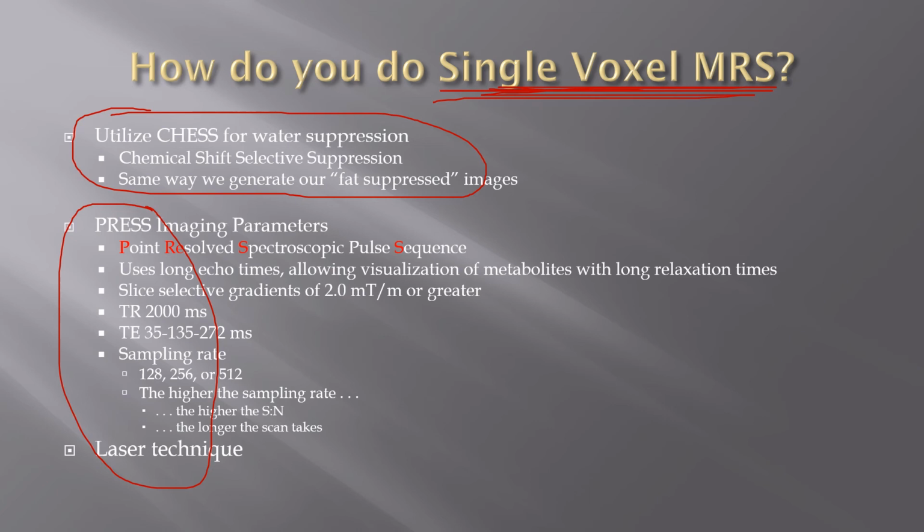Predominantly for a single voxel, we're using the point resolved spectroscopic pulse sequence, the PRESS sequence. There are some new, quote, LASER techniques which are a little bit more accurate. Some of the problem with our typical spectroscopy, and even a greater problem when you're using multivoxel, is that the data isn't as accurate to that voxel as you might expect. There's some kind of bleeding of data between the different voxels, and this newer LASER technique does make it a little more accurate.